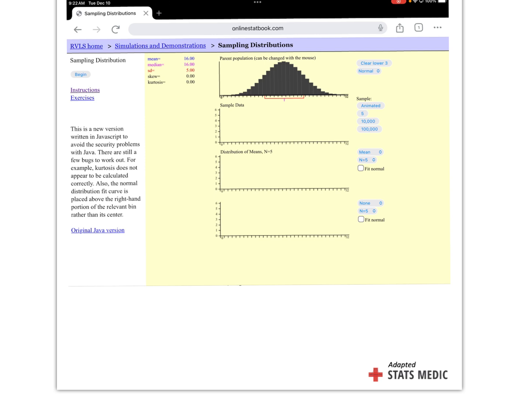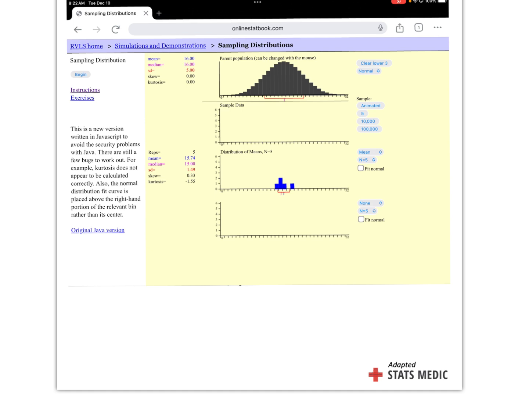So if I take a sample of 5, there's my sample of 5 right here. Distribution of means for 5. So I took 5 samples of 5. And you can see the population mean at the very top in the blue. The true population mean is 16. The mean of my distribution down here with just 5 little samples is 15.74. Pretty close, right?